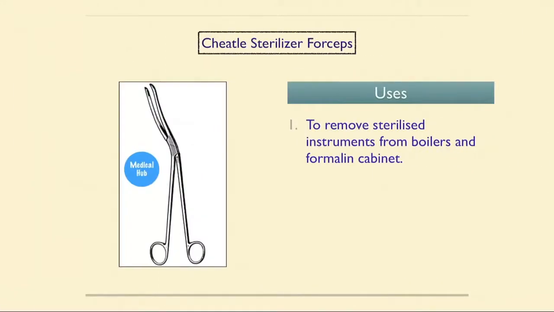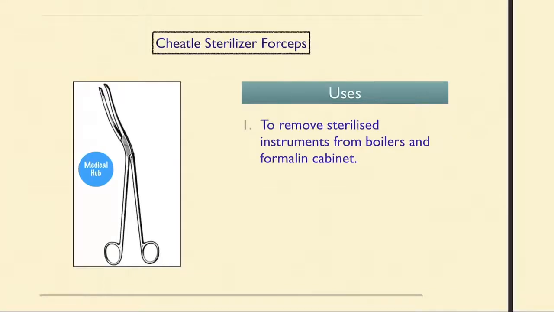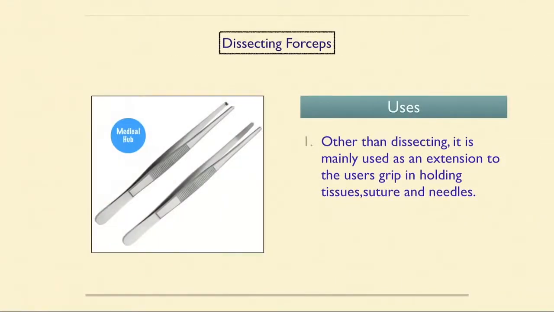So let's start. This is the Chittle sterilizer forceps. It is used to remove sterilized instruments from boilers and formalin cabinets. Next, this is the dissecting forceps. Other than dissecting, it is mainly used as an extension to the user's grip in holding tissue, suture and needles.